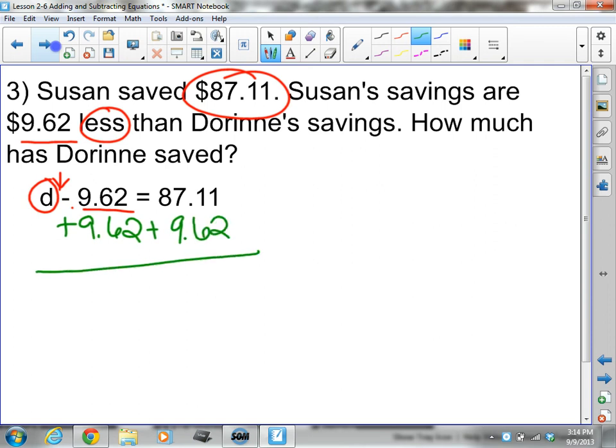Minus $9.62 plus $9.62 is 0. That leaves me with the variable all by itself. So D equals $87.11 plus $9.62. And again, as we remember with learning how to add decimals, we line up the decimals, which I have done right here. So 1 plus 2 is 3, 1 plus 6 is 7, drop down the decimal, 7 plus 9 is 16, 1 plus 8 is 9. So that means Doreen has saved $96.73.